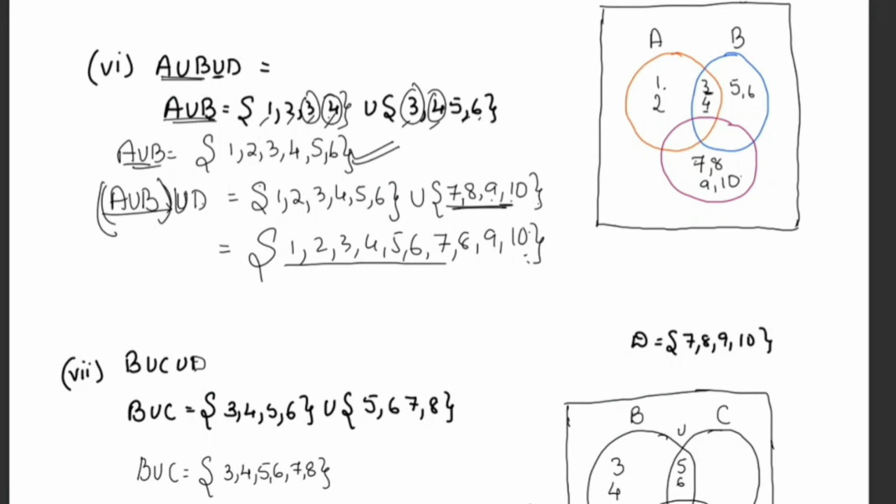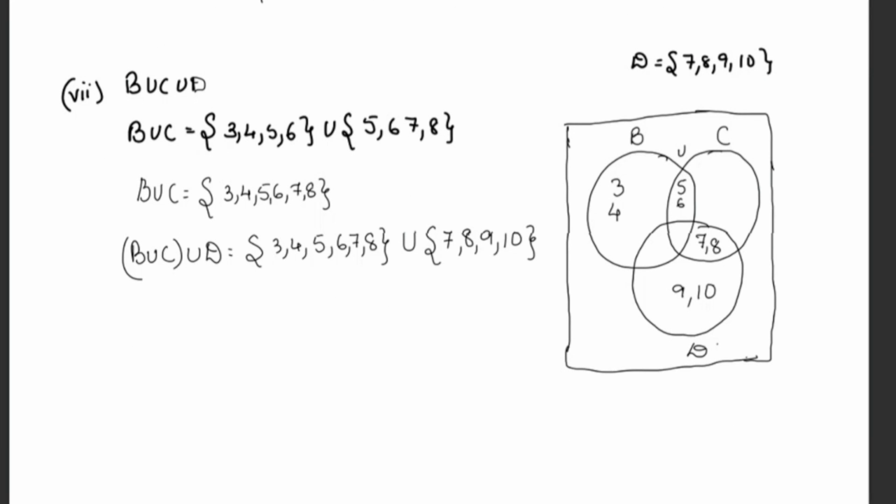Where is your answer? In the Venn diagram. See, 3 4 is common between A union B. Put it here. Is there anything common between B and D? No, nothing is common. And A and D? No, nothing is common. So this part is vacant there. But your answer is in 1 2 3 4, 3 4 5 6, then 7 8, 9, 10. So shading has to be done for all.